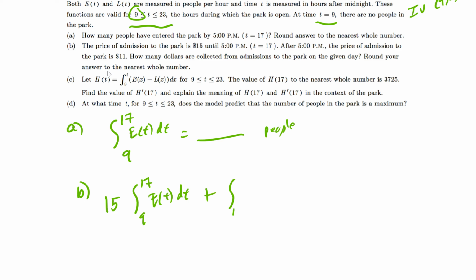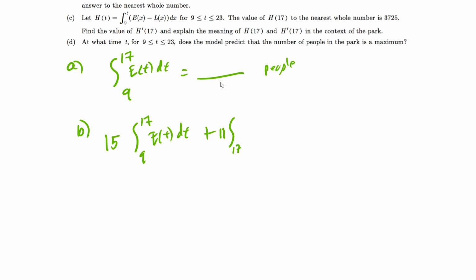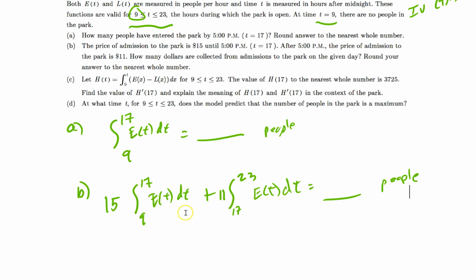So now we're going from 17 again because it's 5 p.m., and multiply that by 11. When does the park close? Go back up top, your domain ends at 23 hours, or 11 p.m. So we're going to go to 23, and you get some answer. You just get people again. Again, we're only talking about entering the park, so we break it up since there are 2 different values from there to there. That's it.